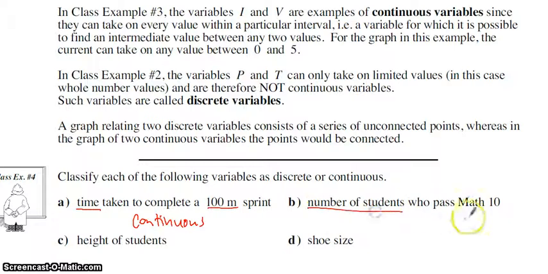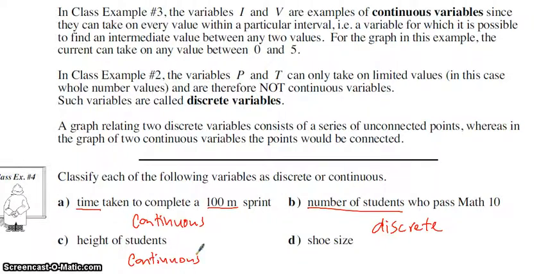Okay, number of students. This one has to be discrete. You cannot have half a student passing Math 10. Height of a student is continuous. People's height can take on any intermediate values.